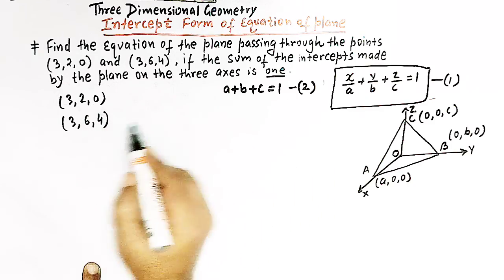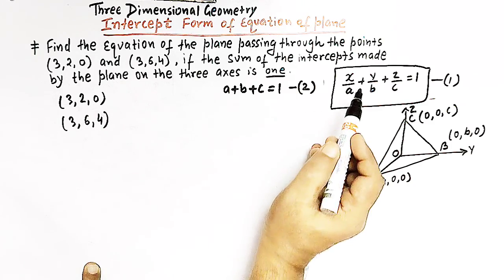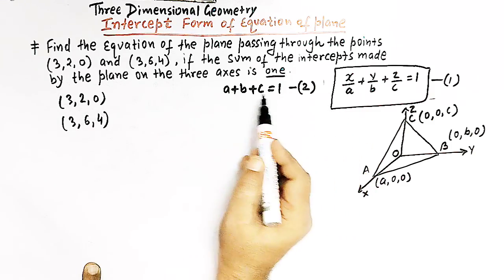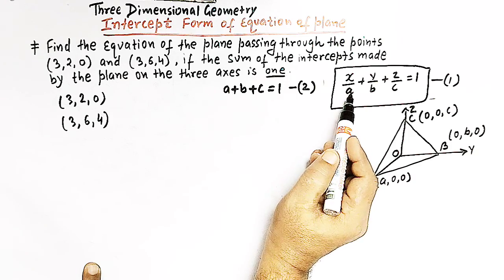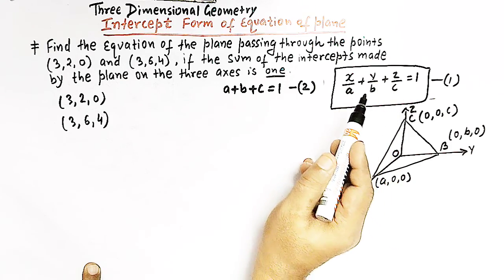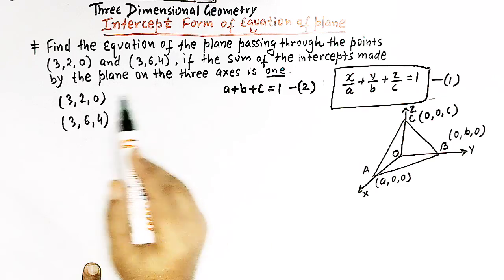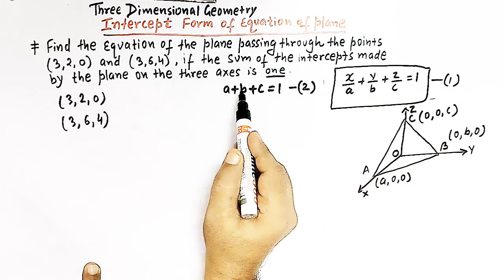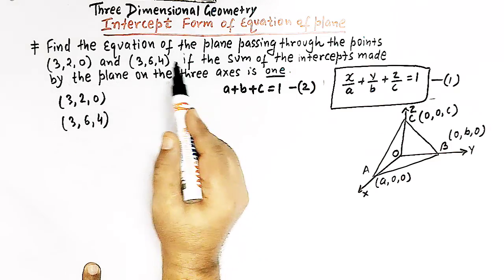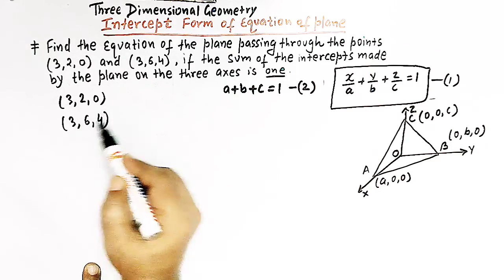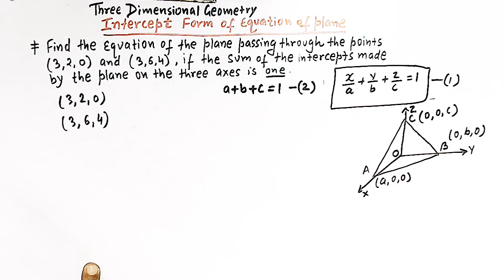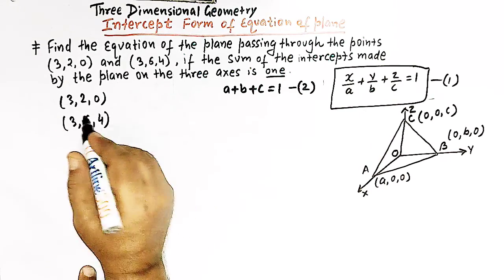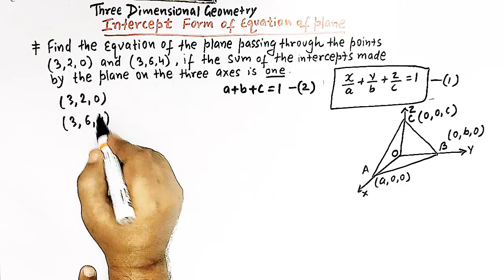So now we have three conditions here, that is, this plane passes through these two points and the sum of the intercepts is equal to 1, and we have three unknown quantities, that is, a, b, and c, and we can find a, b, c by using these three conditions. That is, the plane passes through these two points and the sum of the intercepts is equal to 1. So now let us first make use of these two conditions.